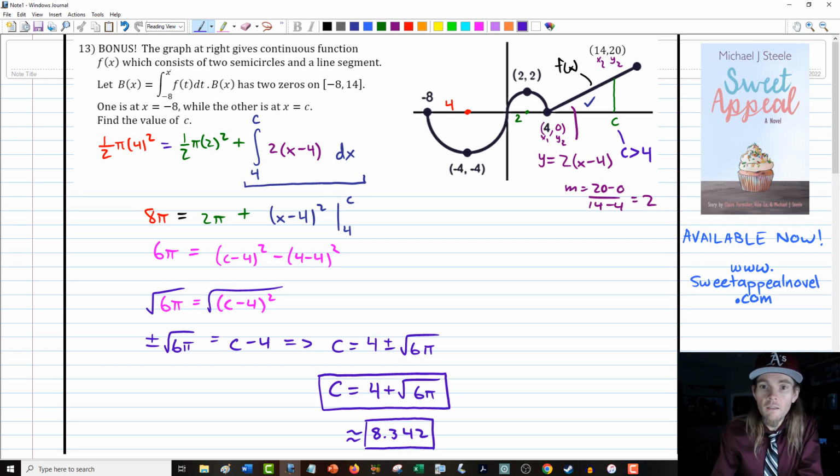So hopefully that was illuminating. Thanks to everyone who attempted the bonus question, and especially to everyone who asked about it and wanted to see this. Hopefully this illuminates your approach. And again, this was 6th period's version. Second period, I want to say, was like 8 plus the square root of 10 pi or something like that. So again, each one had a slightly different variation on it.